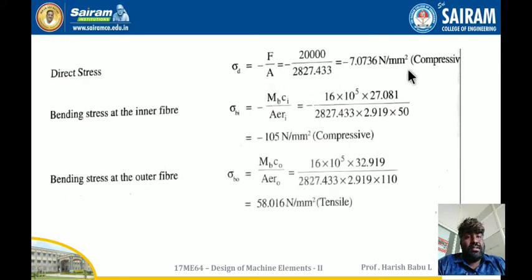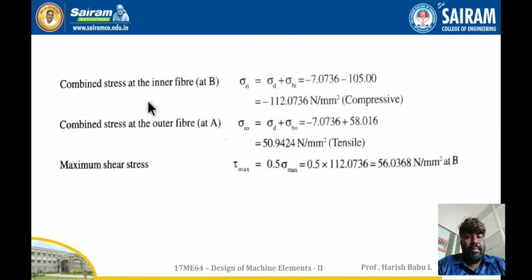The direct stress goes for compressive. So sigma D is equal to F by A, so it will be 20,000 by the area. I'm going to get 7.0736 Newton per mm square, and the negative sign indicates it is compressive. Bending stress at the inner fiber, compressive stress again. Sigma Bi is equal to MB Ci divided by A e Ri, where A is the area and e is the distance between Rc and Rn. Substituting the values, I'm going to get the stress at the inner fiber as 105 Newton per mm square with a negative sign. Similarly, the bending stress at the outer fiber, sigma B0, is equal to MB C0 divided by A e R0. I'm going to get 58.016 Newton per mm square, the tensile stress.